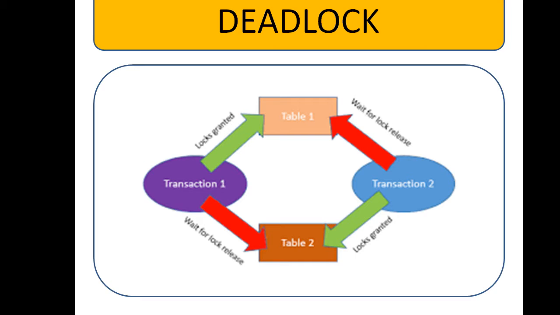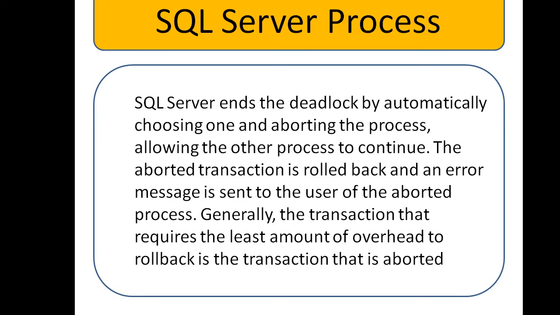So when it happens in SQL Server, what will it do? SQL Server ends the deadlock by automatically choosing one and aborting the process, allowing the other process to continue. It may be transaction 1 or 2, and it proceeds with the other transaction. The aborted transaction is rolled back and an error message is sent to the user of the aborted process.